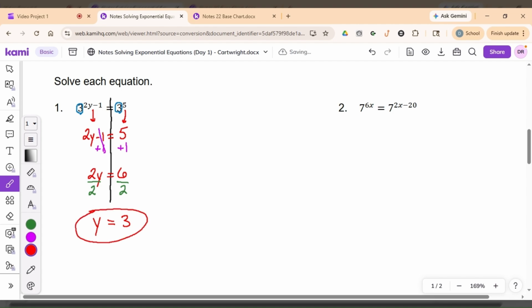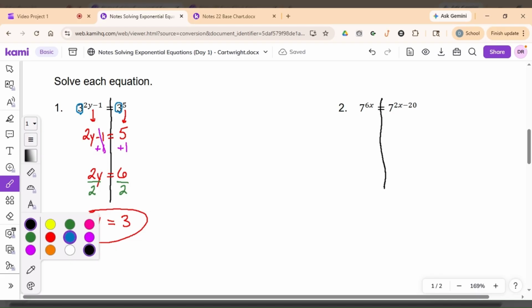So that is the step we're practicing today. The work today is very familiar, but the step we're practicing is recognizing that the base is the same on each side of this equal sign. Same thing on number 2. It doesn't always have to be a base of 3. It could be any number underneath those exponents.